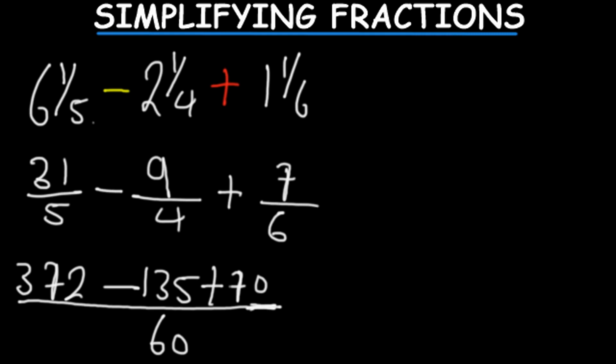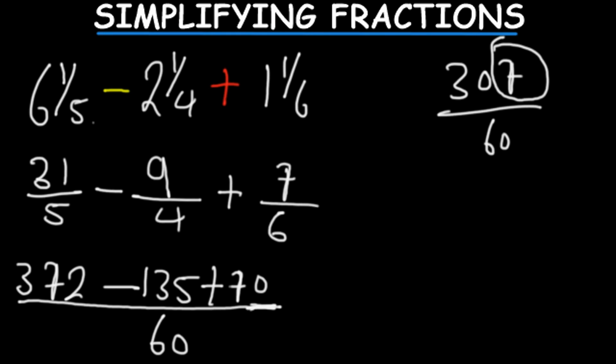Okay. So the next thing is to add them together. So we have 372 minus 135 plus 70. So we have our answer to be 307 over 60. Now the last digit over here is a prime number and our denominator is an even number, so nothing can go into both of them at the same time. So our final answer is 307 over 60.